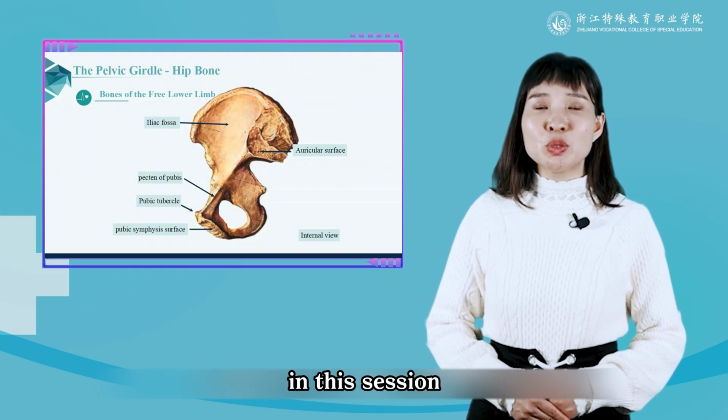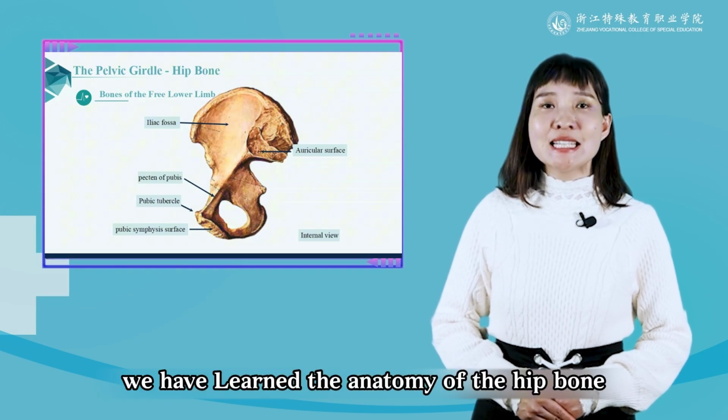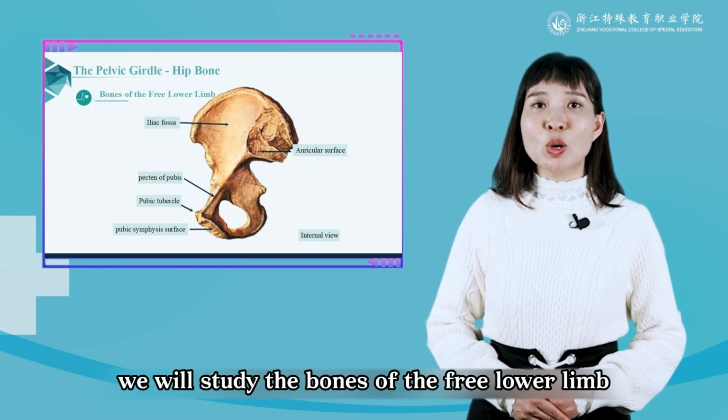Well, in this session, we have learned the anatomy of the hip bone. Next time, we will study the bones of the free lower limb.